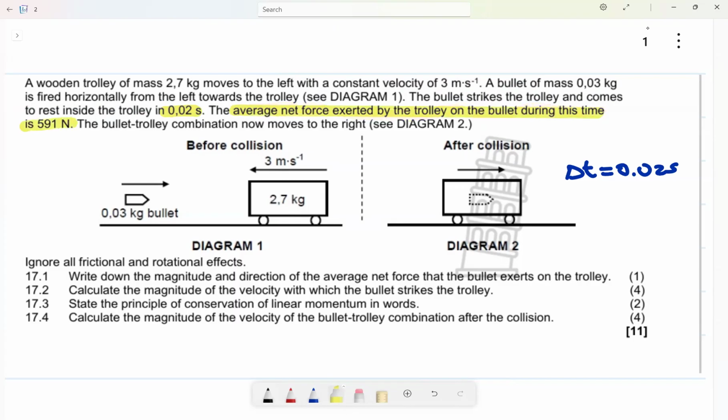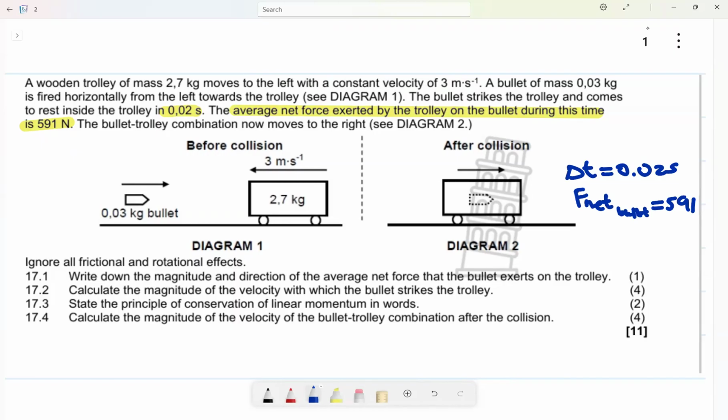is 591. So now the net force exerted by the trolley on the bullet is this one. So this one is the force that the bullet experienced. This is the F net of the bullet that the bullet experienced, which is 591.